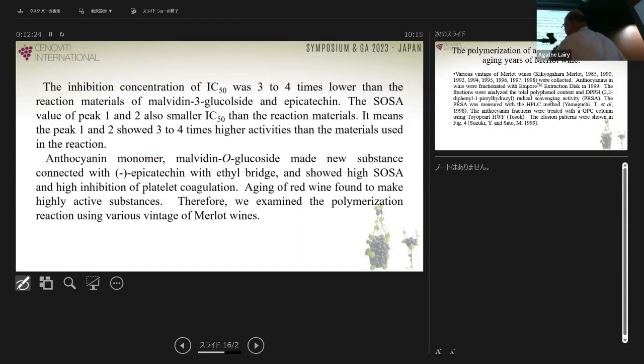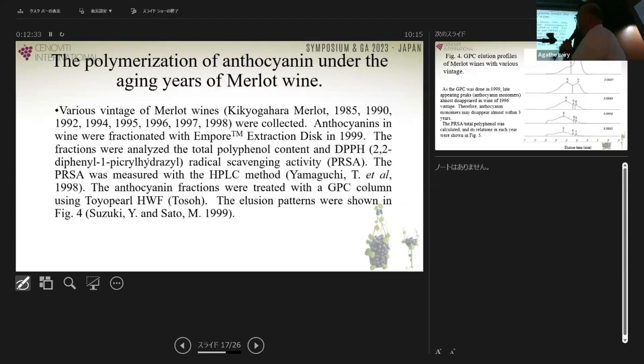Therefore, we examined the polymerization reaction using various vintages of Muscat Bailey A wines. At this time, I was staying at the Mercian Corporation. So I gathered good Muscat Bailey A wine, Kikyogahara, from 1985 to 1998. Anthocyanin in the wines was fractionated with an Empore extraction disc in 1999. The fractions were analyzed for total polyphenol content and DPPH, 2,2-diphenyl-1-picrylhydrazyl, radical scavenging activity. The DPPH radical scavenging activity was measured by the HPLC method. The anthocyanin fractions were treated with a GPC column that separates by molecular weight. The elution pattern is shown.